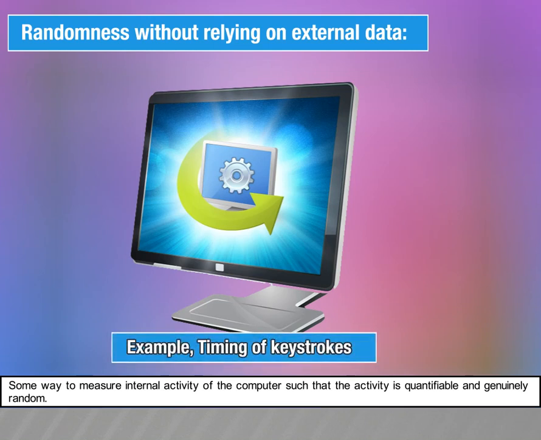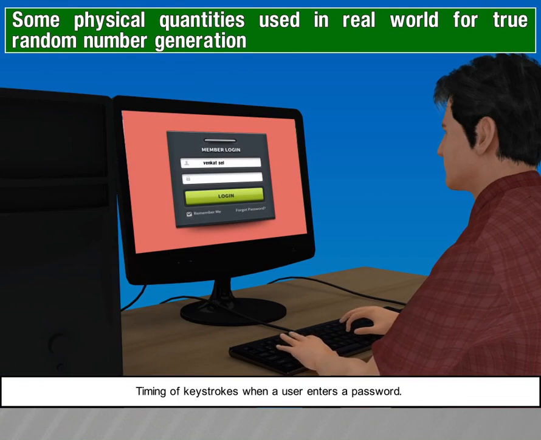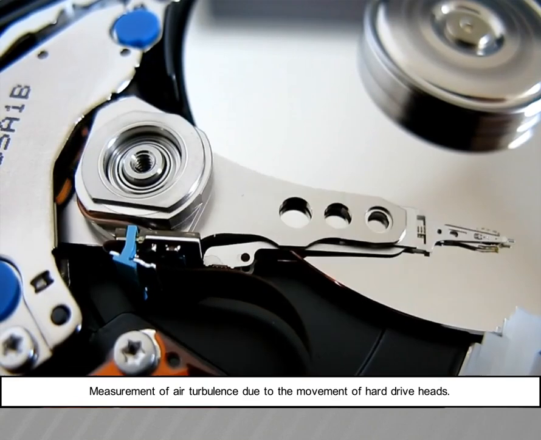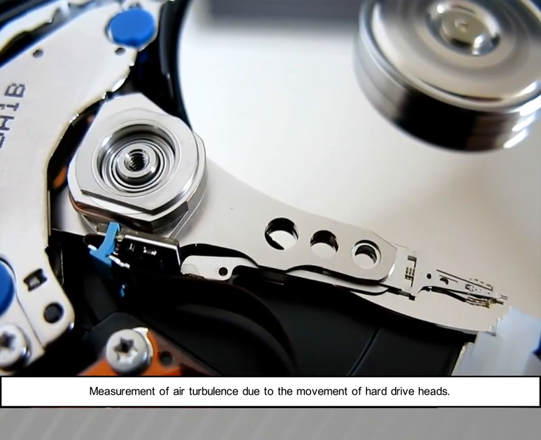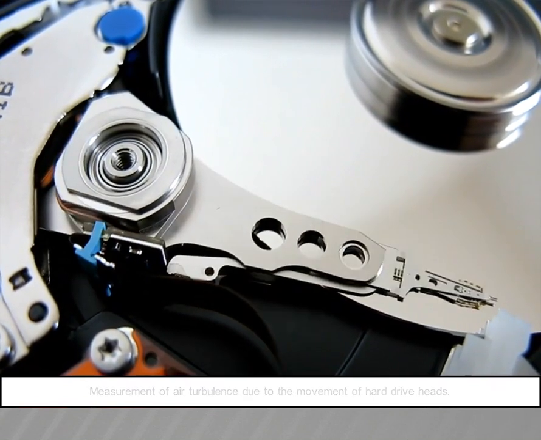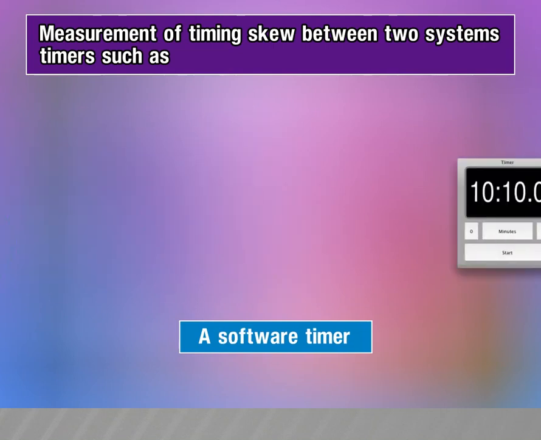Example, timing of keystroke. Some physical quantities used in the real world for true random number generation: timing of keystrokes when a user enters a password, measurement of air turbulence due to the movement of hard drive heads, and measurement of timing skew between two system timers, such as a hardware timer and a software timer.